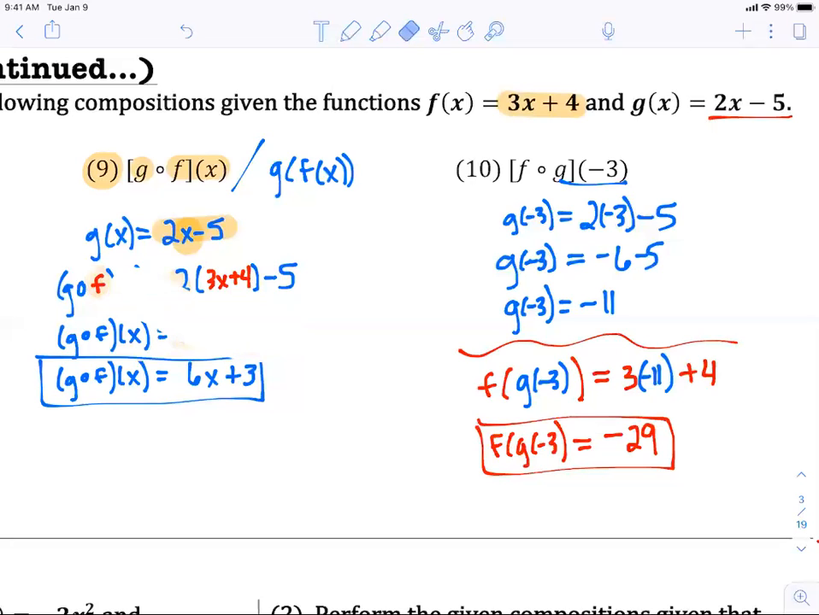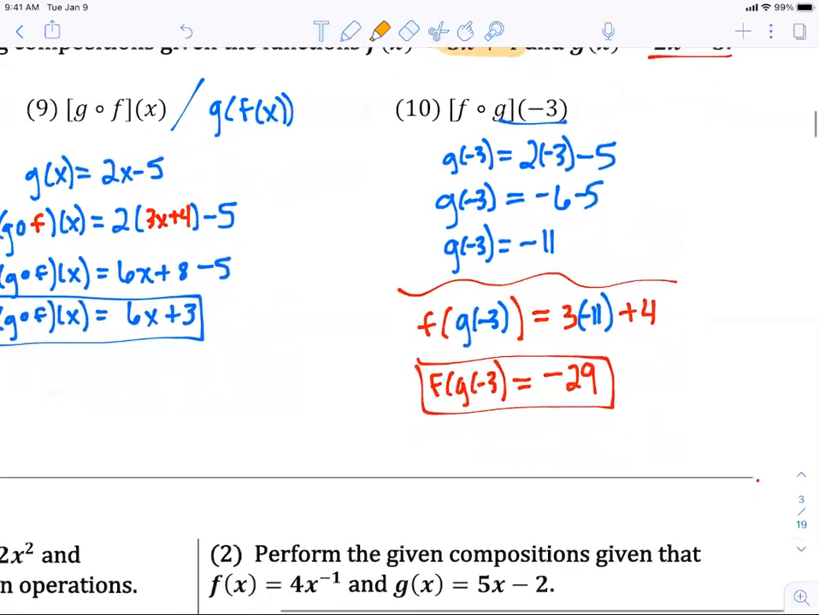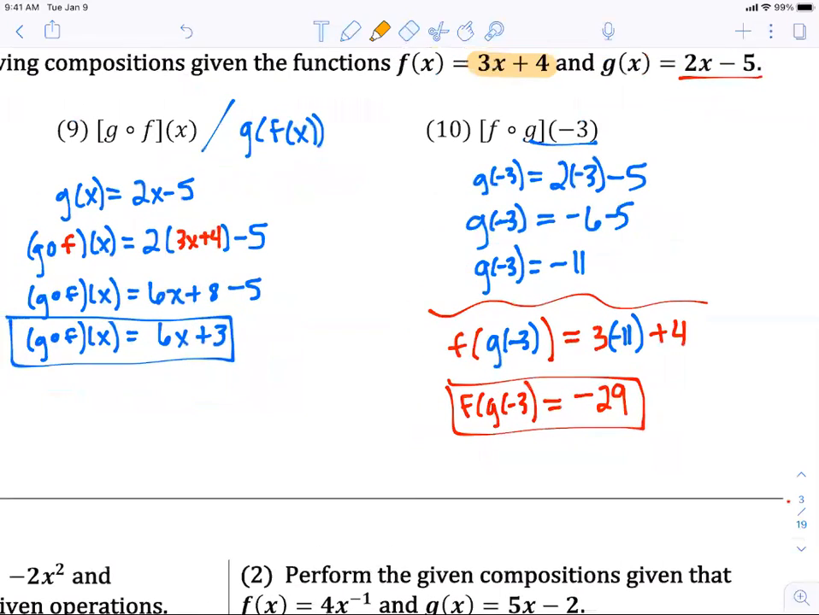Okay. So for example 10, basically we're going to do the same thing. We just do it with actual numbers. Here, we're going to take g of negative 3 and plug it into f. So all I did first was find g of negative 3. I plugged negative 3 into my g function, and simplifying, you get negative 11.